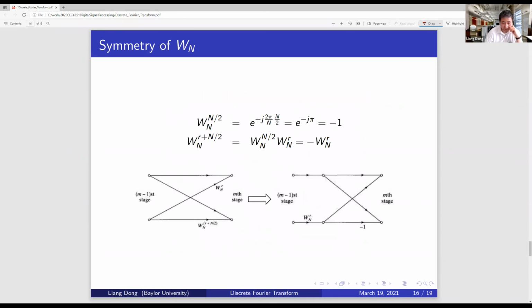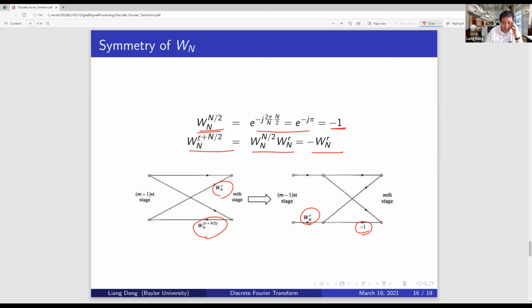Lastly, for this butterfly, we have some properties of W. Wn to the power n over 2, after a few calculations, we know that's -1. And Wn to the power r plus n over 2, after some manipulation, we know it is the negative of Wn to the power r. So going from the m-1 stage to the m stage, using those two properties, we can also reduce the complexity. It becomes only 1 here, and the other part is multiplied by -1.